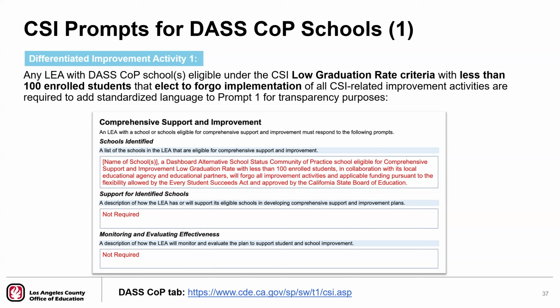all CSI-related improvement activities. So for LEAs that choose this option, you would need to complete the first prompt in the CSI section with standardized language provided by the CDE that basically says you're choosing to forego the implementation of all CSI-related improvement activities and the applicable funding. And with this option, LEAs are not required to complete prompts 2 and 3. You can find that standardized language that must be included in prompt 1 on the CDE website at the link provided.